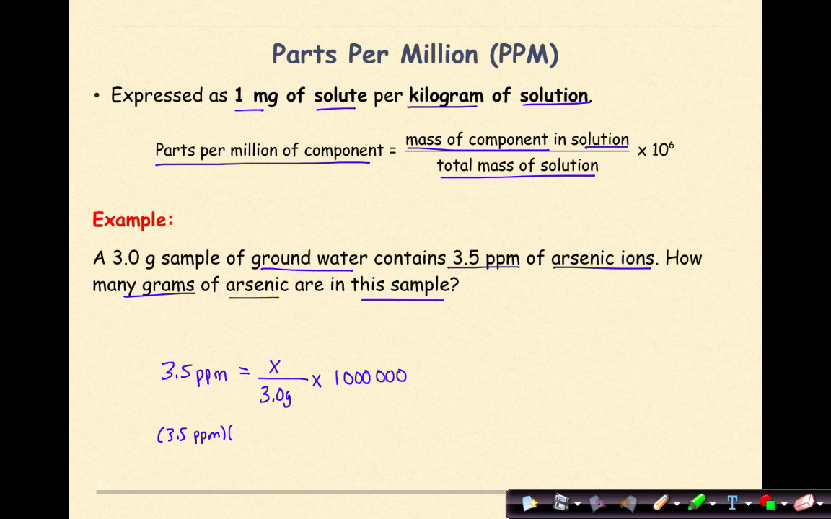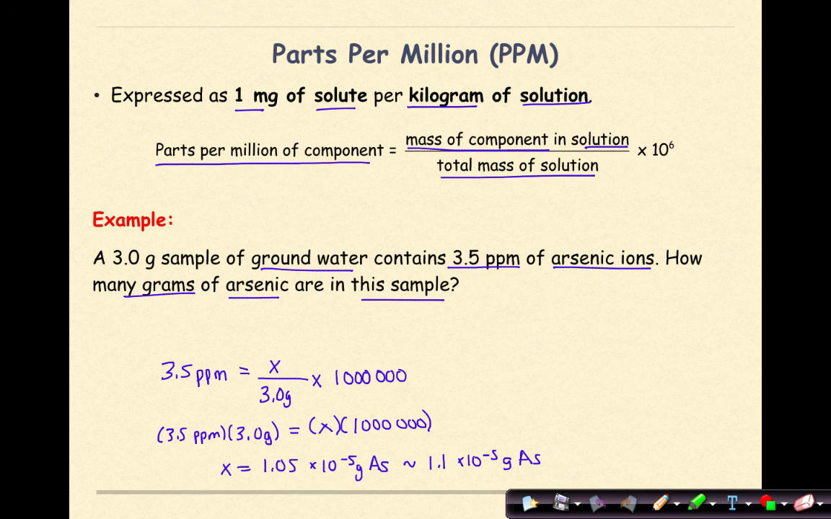Now to solve for x, we're going to take 3.5 parts per million and multiply that times 3.0 grams, and that'll be equal to x times a million. Then if we solve for x, we'll find that to be 1.05 times 10 to the negative 5 grams of arsenic ions, or, to the correct number of significant figures, 1.1 times 10 to the negative 5 grams of arsenic. And that is how you solve for the mass of the component in solution, in this case our x right here.